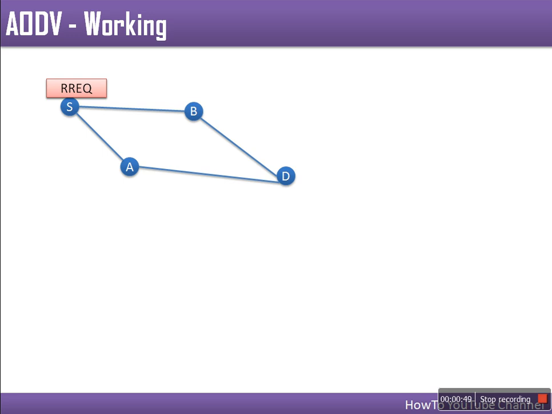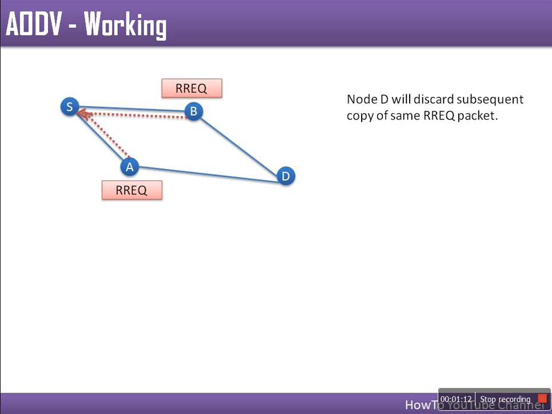So let's say node S wants to know where node D is in the network, so it will broadcast a route request packet. Whenever a node receives a route request packet, it sets a reverse path to the node from where it received the packet. So B will set a reverse path, A will also do the same. Now these nodes will also broadcast it again if they do not have a route to the destination.